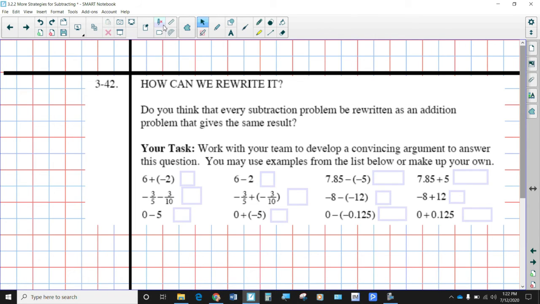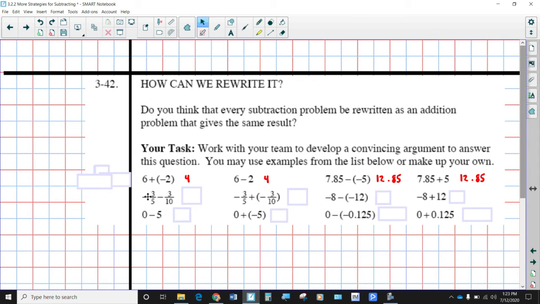All right, so if you take 6 plus a negative 2, without using our tiles, let's just think about our integer rules from last chapter. You have different signs, so that means there's going to be a subtraction happening here. And you have more positives than negatives, so your answer is going to be 6 minus 2, which is 4. It's going to be positive 4. And that's exactly what this says, right? 6 minus 2 is positive 4. Here, is 7.85 minus a negative 5 the same as 7.85 plus 5? Turns out it is. In both cases, your answer is 12.85.